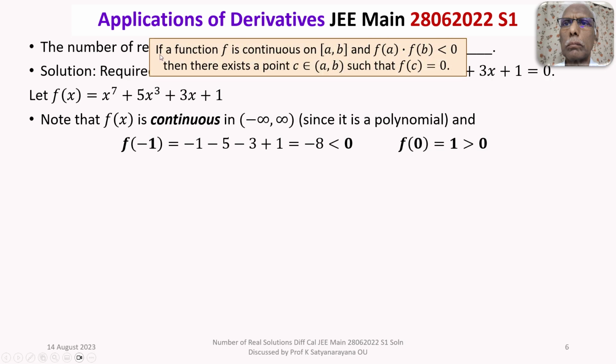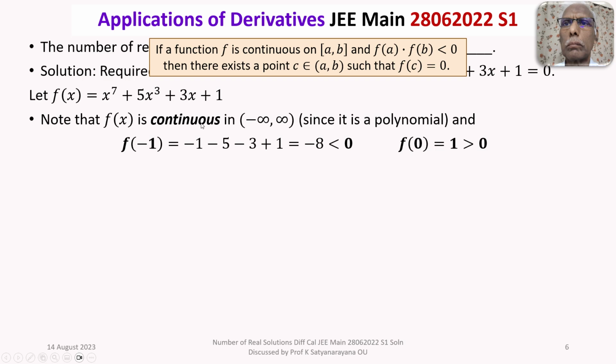This is the theorem. If a function f of x is continuous on the closed and bounded interval a comma b, and f of a multiplied by f of b is negative, that means f of a and f of b have opposite signs, then there exists a point c in the open interval a to b such that f of c is equal to 0. That means the equation f of x is equal to 0 has a real solution in the open interval a to b. So apply this theorem.